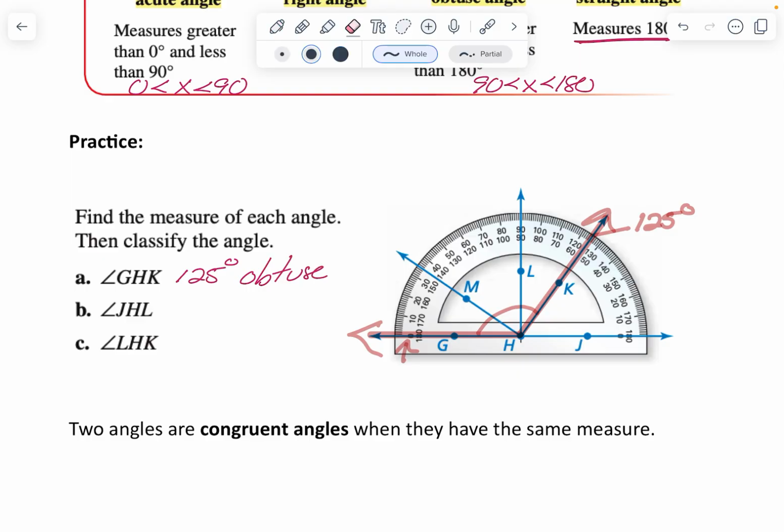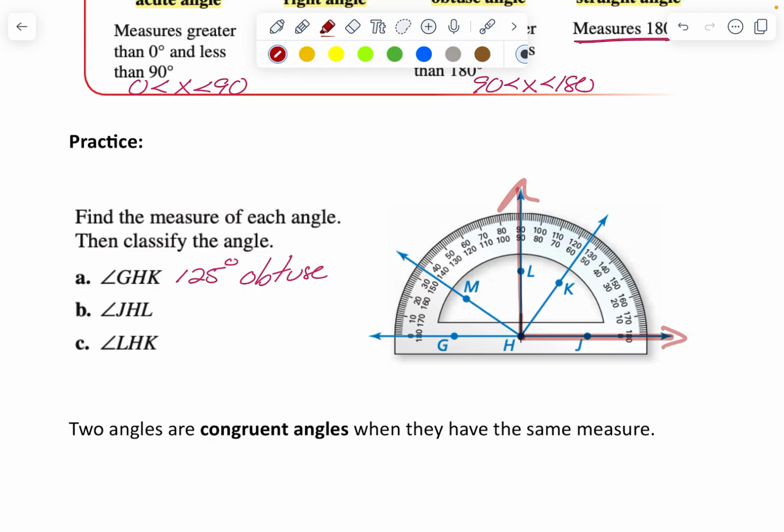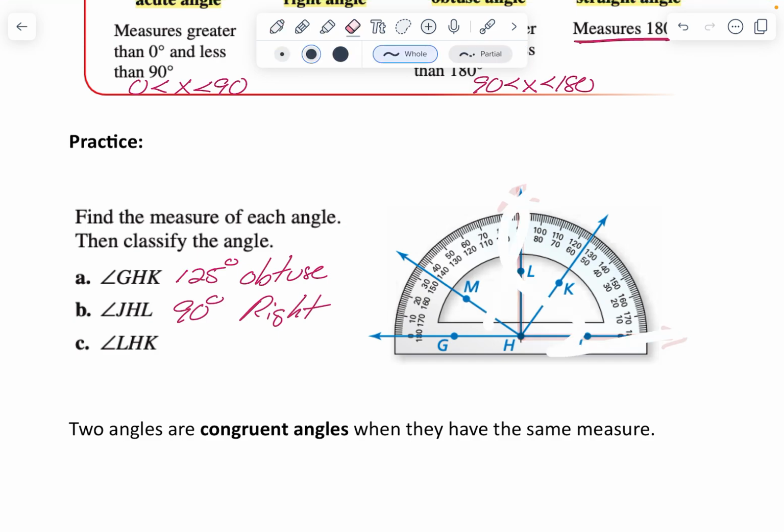All right, so next, I'm going to clear all that out. And so now let's highlight JHL. So JHL is that one right here. And we can see that is 90 degrees. So that is 90 degrees, and it's a right angle. And then finally, let's clear that out.